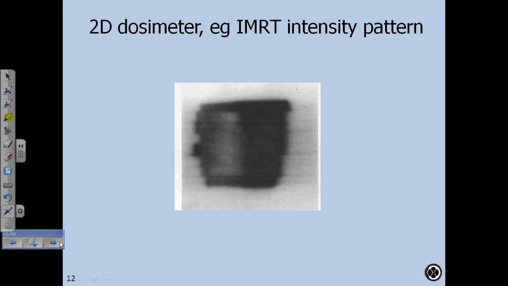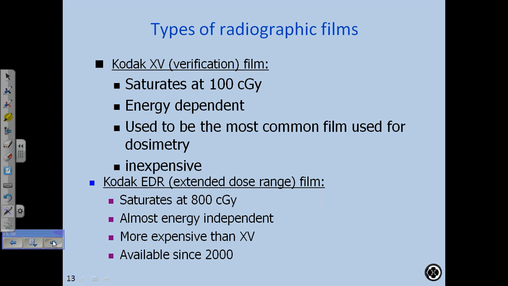Okay, so the different types. We're still talking about radiographic film. Number one is Kodak XV. The V stands for verification film, X is X-ray. This one saturates at 100 centigray, so you can't deliver too much dose to this one.